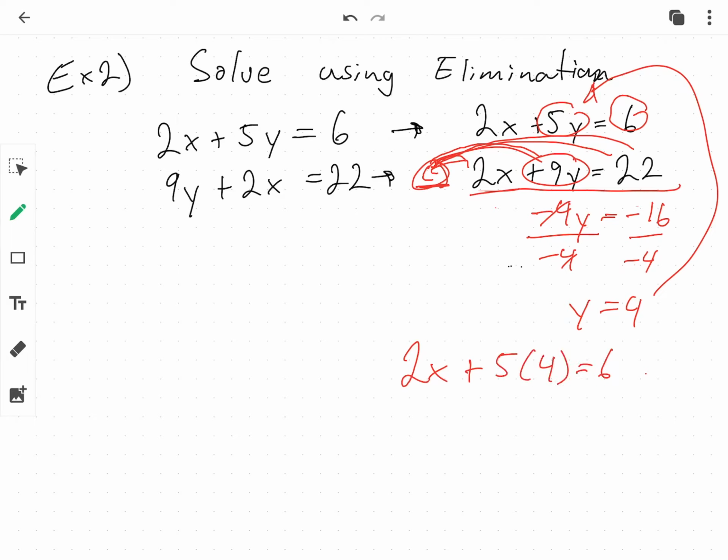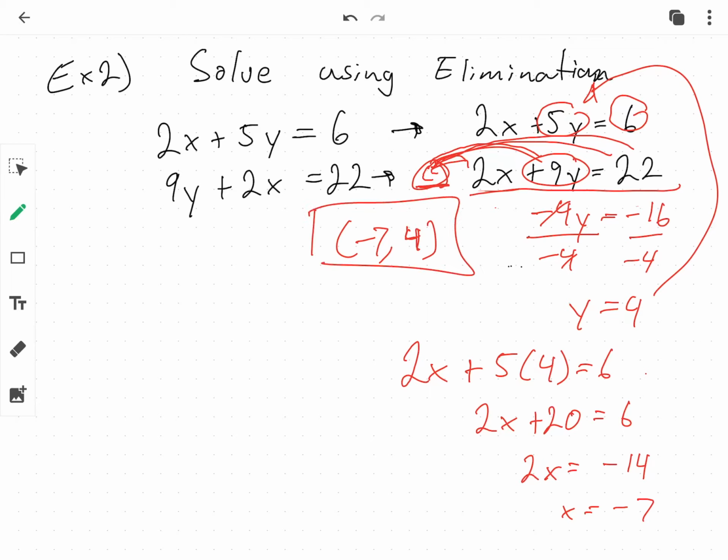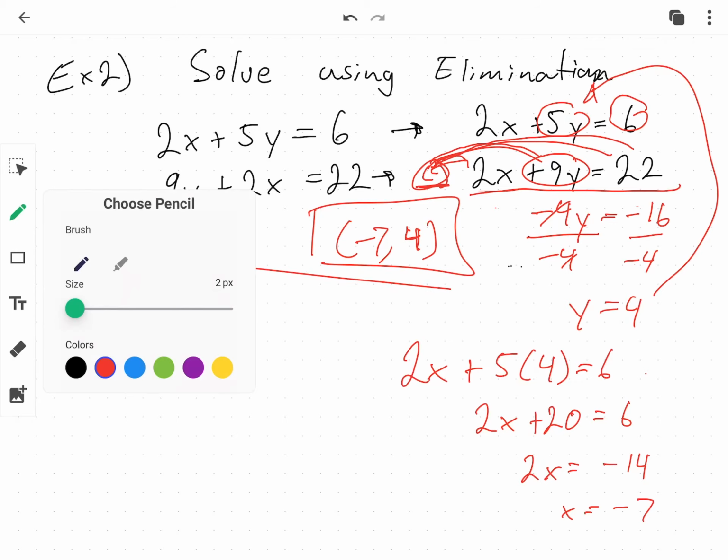5 times 4, so 2x plus 20 equals 6. 2x is equal to negative 14. X is equal to negative 7. So our solution is negative 7, 4. That is our solution. And we can check to see if this is true by checking it in both equations.